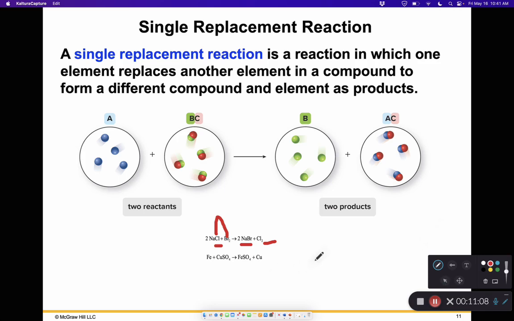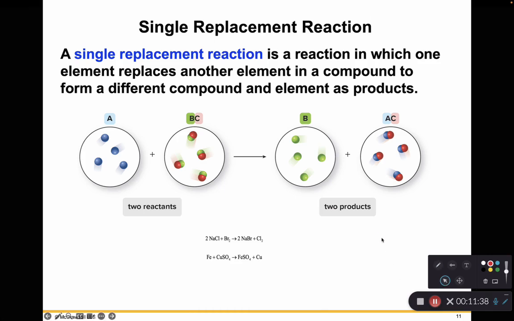And always we write the cation first and then we write the anion, right? In a formula of an ionic compound. That's why we write FeSO4. Fe is the plus, SO4 is the minus. Na is the plus, Br is the minus. You cannot write Br and Na. That doesn't make sense. Just to be clear with you. Okay, so now let's look at double replacement reaction in the next slide.